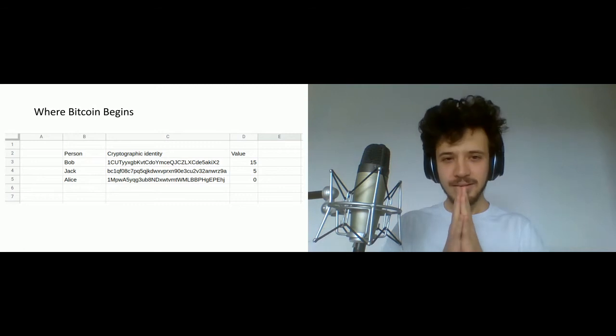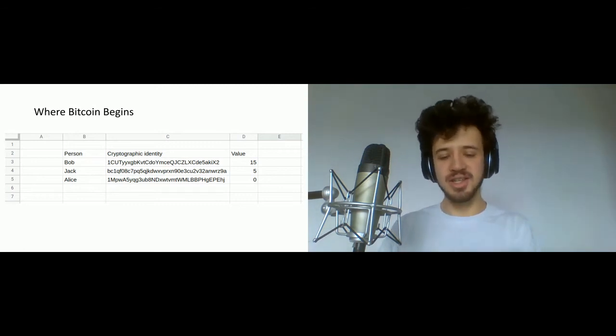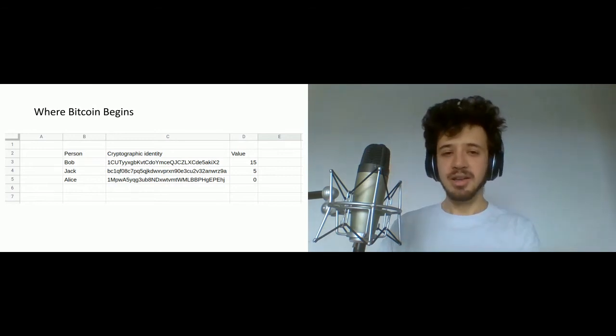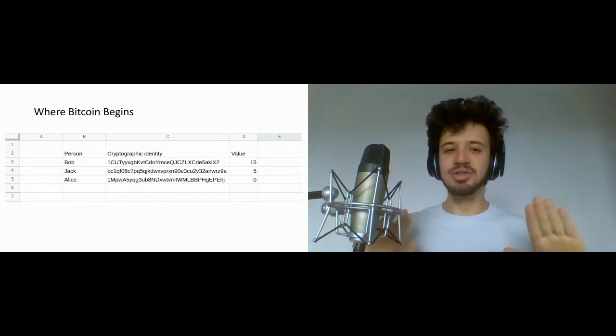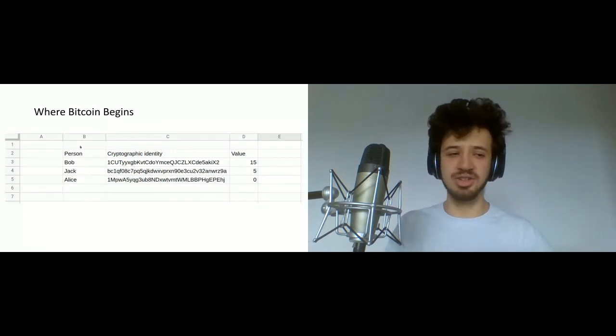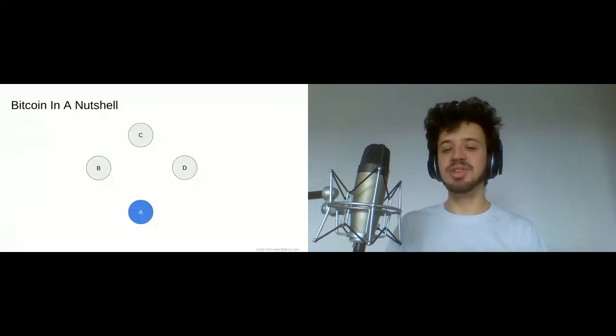So let's just look at this spreadsheet. This spreadsheet says three cryptographic identities have some random number to it. It has no relation to the real world. It's not pegged to anything. It's just some random numbers on my Excel spreadsheet. Okay. So what happens? Let's just use this spreadsheet.